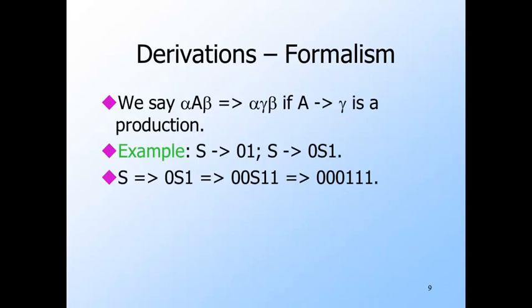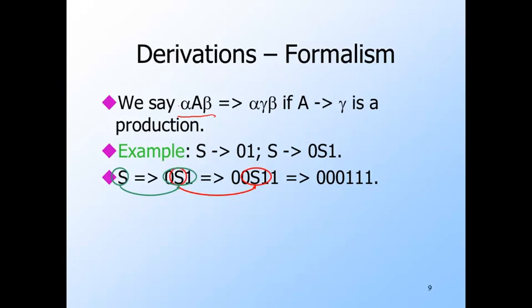You take any string that has an occurrence of some variable A, and anything to the left and right, terminals and/or variables, which is what the alpha and beta we have here suggest. You take an A production whose body is gamma, and you replace the A by gamma. Here is an example derivation. We always start with a string that has just the start symbol S. We choose the second production, so S is replaced by 0S1.